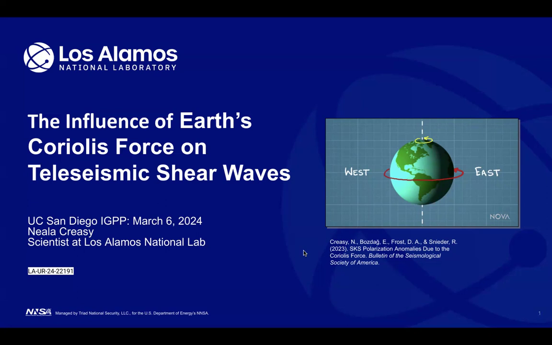Thanks for the introduction. So this topic is really about my work at Colorado School of Mines. This paper and this research topic took a long time to be published. There's a whole story there, but it's just because this turned out to be a really interesting little study. I did this with Ebru Bozdag and Dan Frost, who is now a professor at University of South Carolina, and Roel Schneider, who is a professor at Colorado School of Mines as well. So thank you for having me.